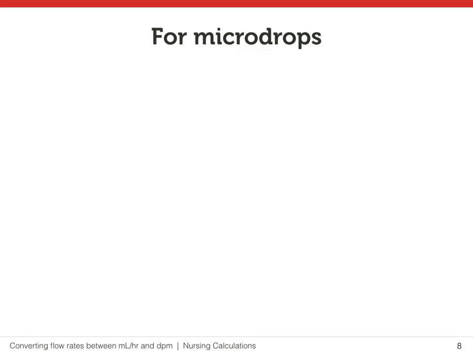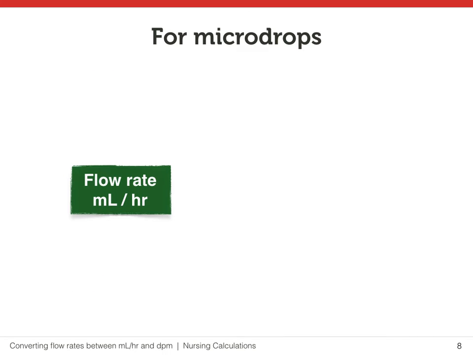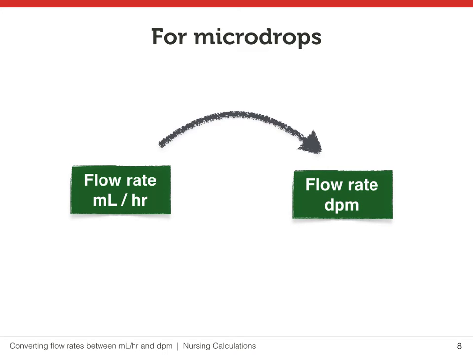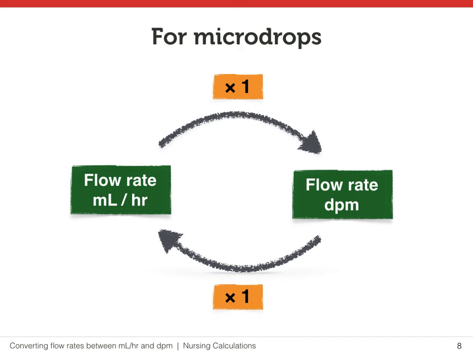For microdrops, if you want to go from mils per hour to drops per minute, you multiply by 1. Same to reverse the process. What this is saying is when using microdrops for pediatric IVs, the flow rate value in mils per hour is numerically the same as the flow rate value in drops per minute.